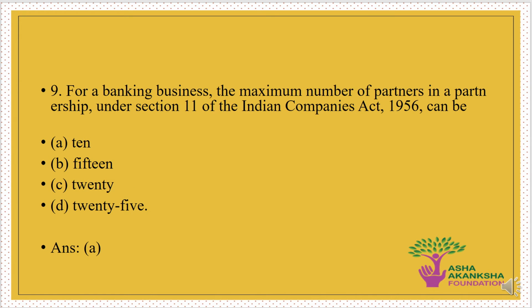Next question is, for a banking business, the maximum number of partners in a partnership under Section 11 of the Indian Companies Act 1956 can be option A. 10 members, B. 15 members, C. 20 members, or D. 25 members. The correct answer to this question is option A, that is, for a banking business, the maximum number of partners in a partnership firm under Section 11 of the Indian Companies Act can be 10 members.